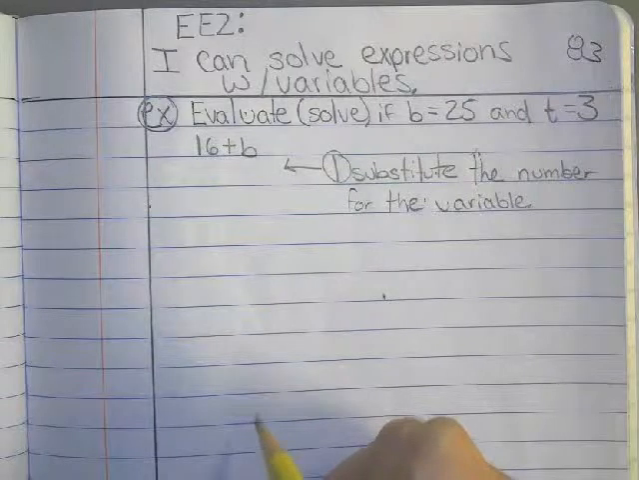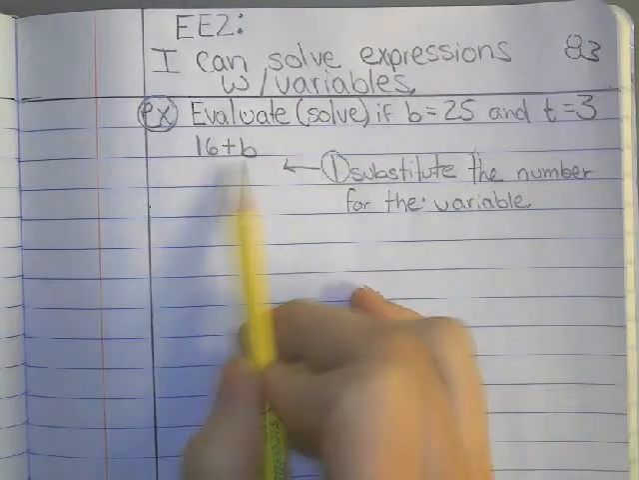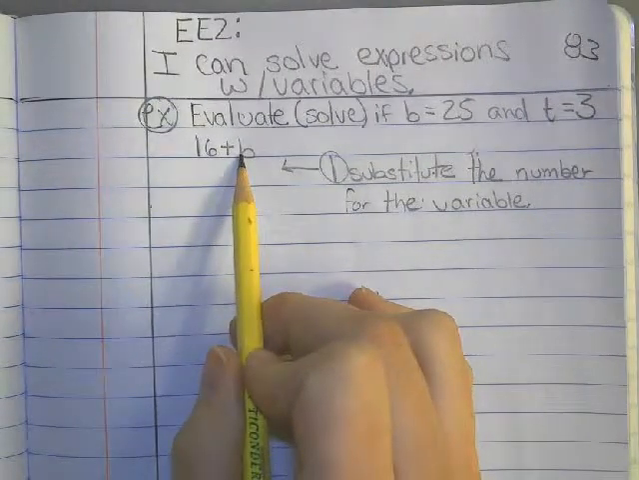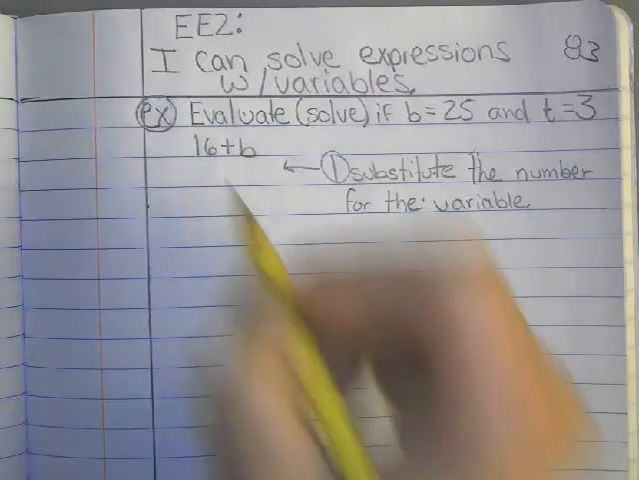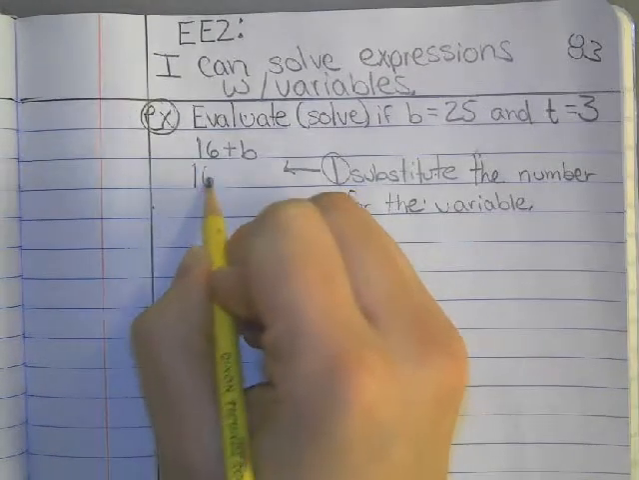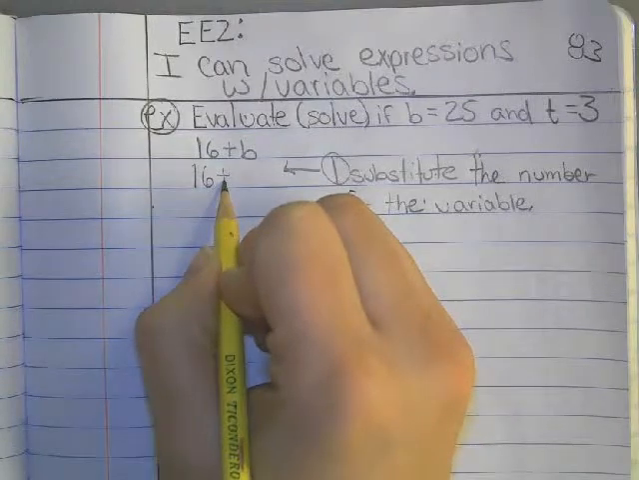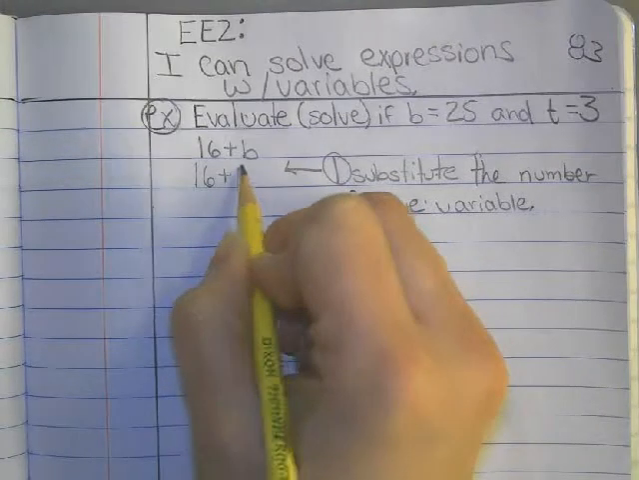So what I mean by that is you're going to rewrite this, but instead of writing B, you're going to write the number that they gave you. So it would be 16 plus, what is B? 25. So you'd write 25 in there.